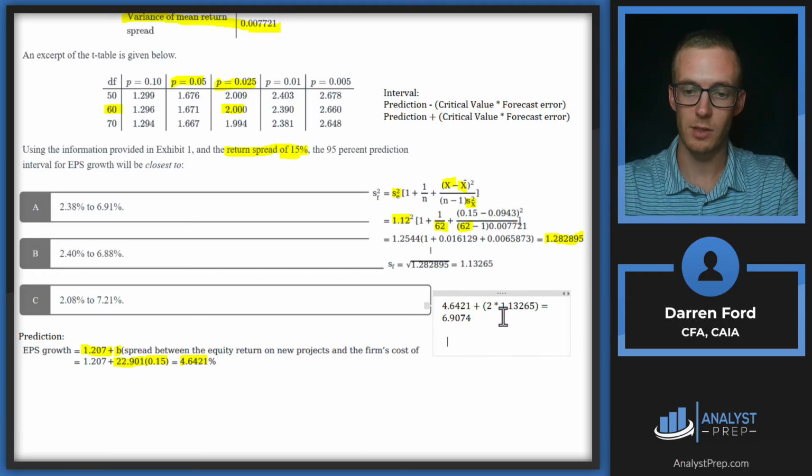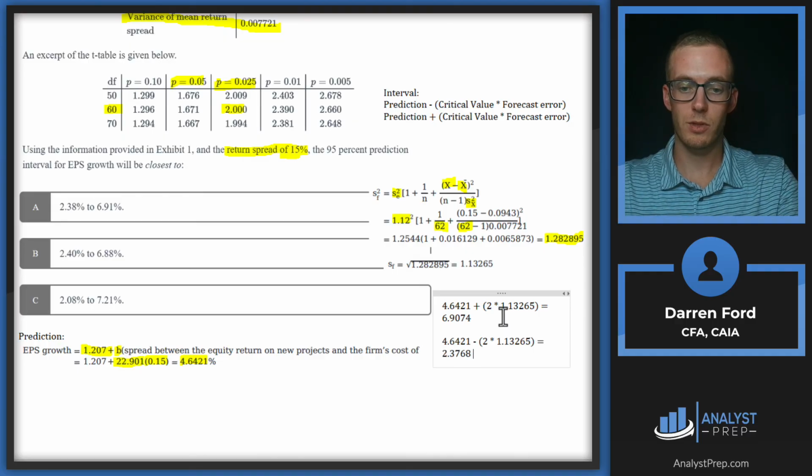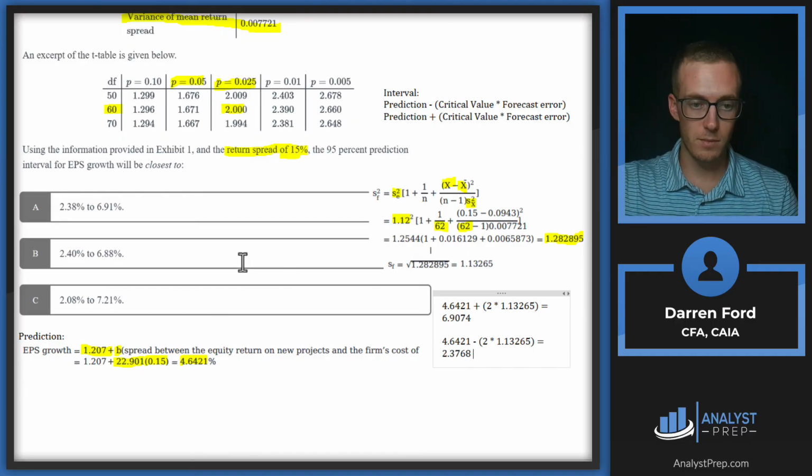And then we're just going to do the same exact thing, that 4.6421, and then this time we're going to subtract. So we've got 2 times 1.13265, and that equals 2.3768. So finding those values, we're going to have to round a little bit. So we've got 2.38 to 6.91. So we're going to go with answer A.